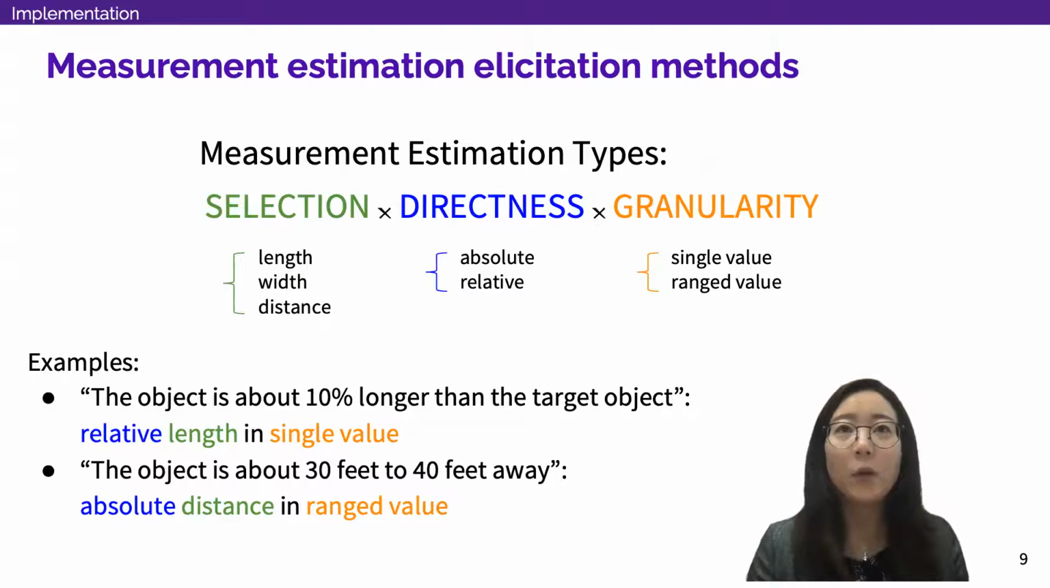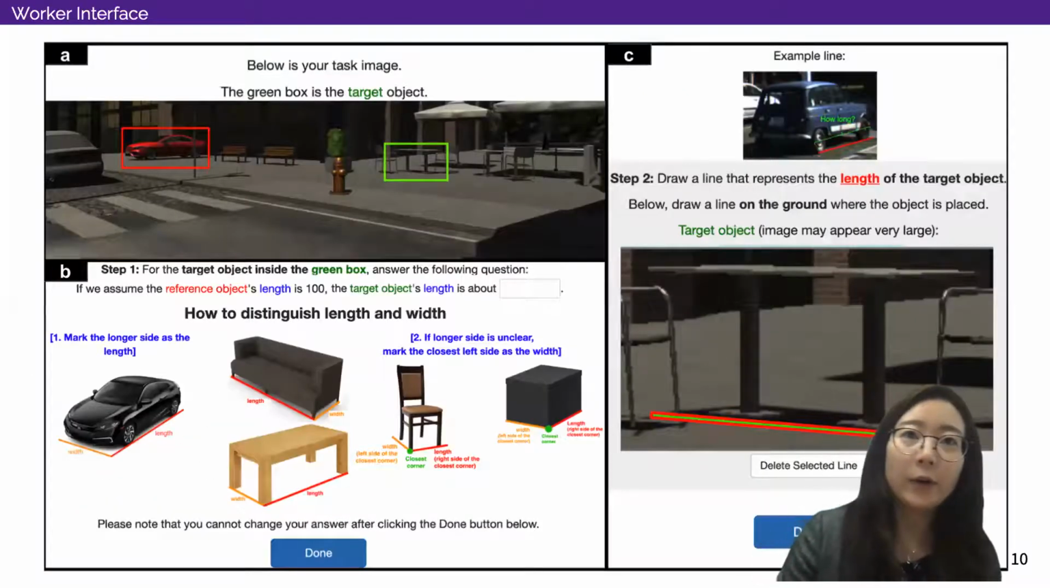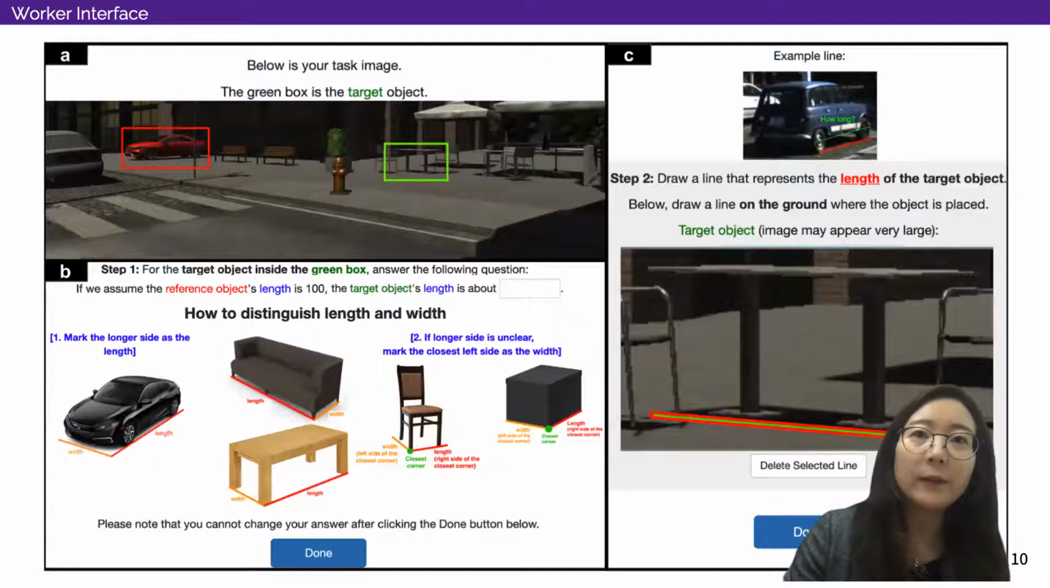For example, a worker can give information like the object is about 10% longer than the target object, which is the relative length given in a single value answer. Here is the worker interface that consists of 3 steps.